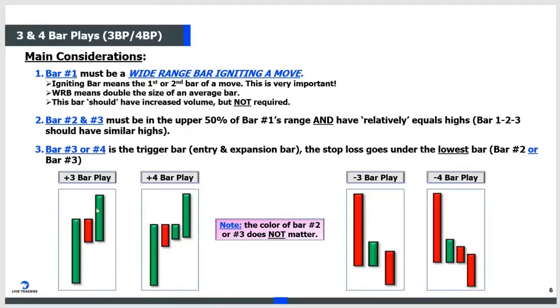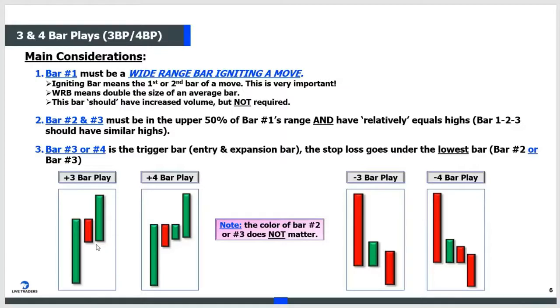Okay, bar 3 and 4 now. This is the trigger bar. This is the entry bar. Yes, I repeated myself. The stop loss goes under the lowest bar. Whether that's bar 2 or bar 3, the stop loss goes under here.